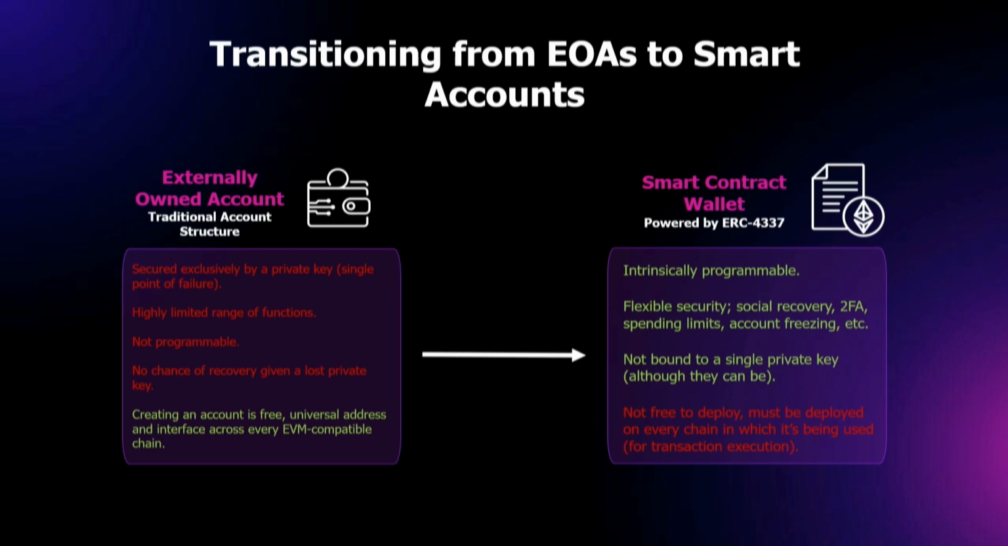So if I want to use a smart contract wallet on a chain, that needs to be deployed, and that costs money. So this is one point of friction. But ultimately, you're going to have more benefits moving to a smart contract wallet via ERC-4337 than you would by sticking with an EOA.